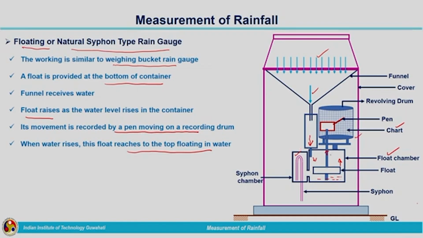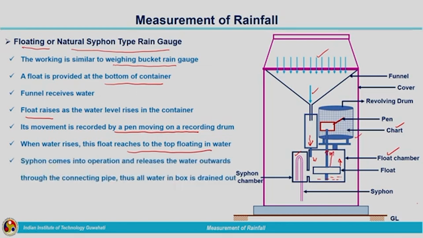When the float reaches the highest level, the siphon comes into operation, and it releases the water outside. Through this siphon, the water will be sent outside through the connecting pipe. All the water will be allowed to drain out from the float chamber and the siphon chamber. Then the float will come down, it will be lowering. And again, as the water increases, it will be rising. Siphon action will take place for emptying the chamber.